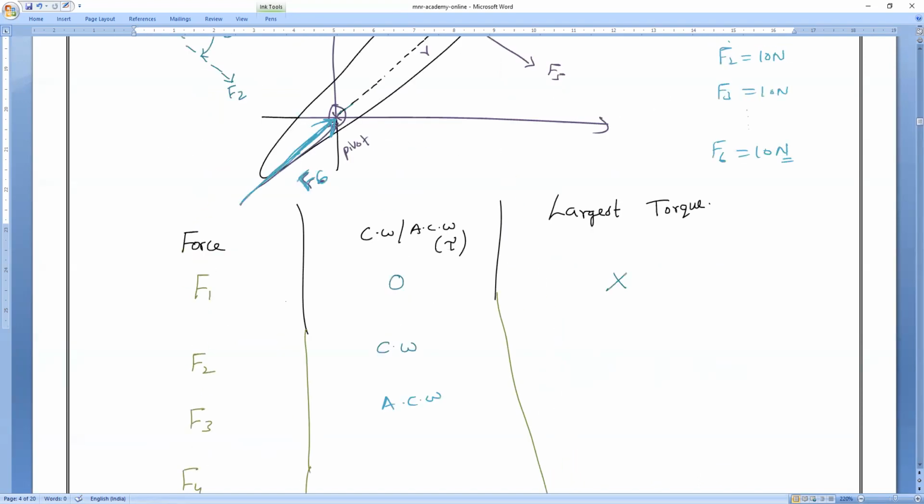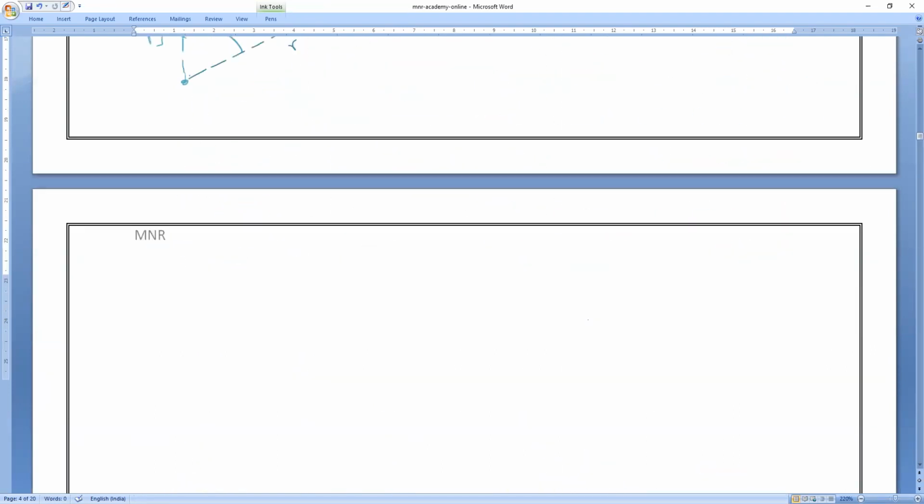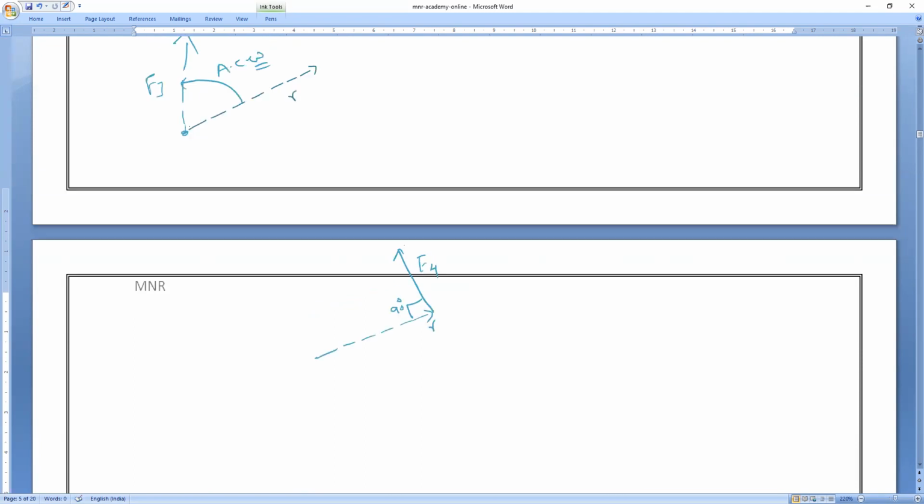Next, F4 and F5. Directly I can say they are perpendicular, so directly we can go with that. So this is R and F4 is exactly perpendicular. So what is the angle? 90 degrees. So it will create the maximum. Tail to tail, here we have to come, so here it has been parallel shifted. So tell me, R to F4, clockwise or anti-clockwise? Anti-clockwise. Okay.